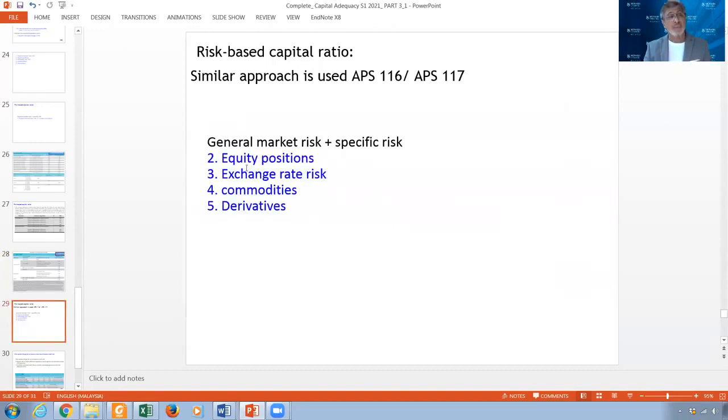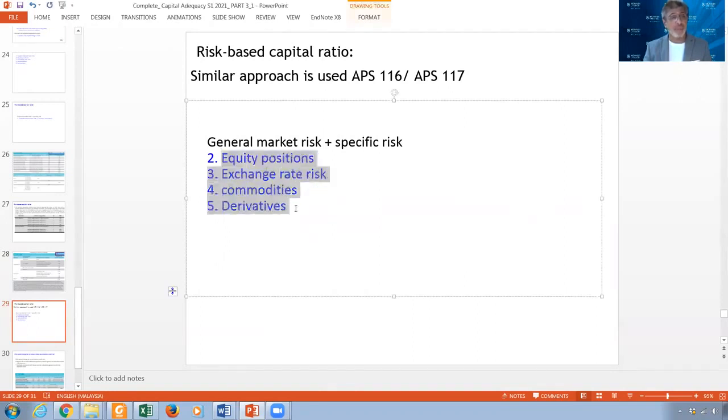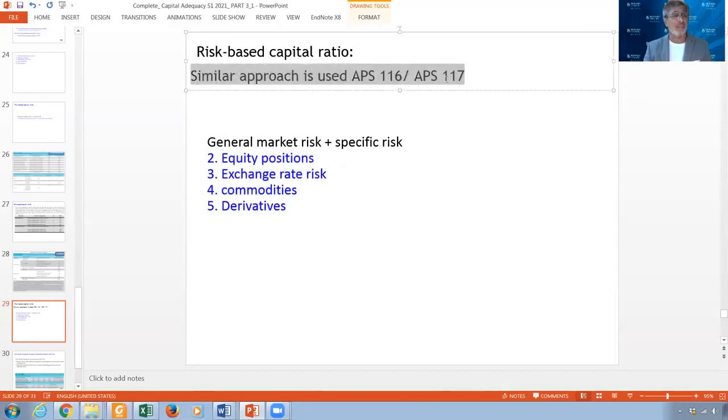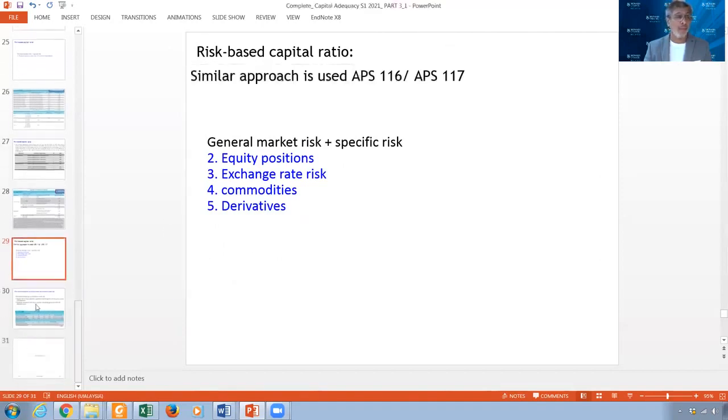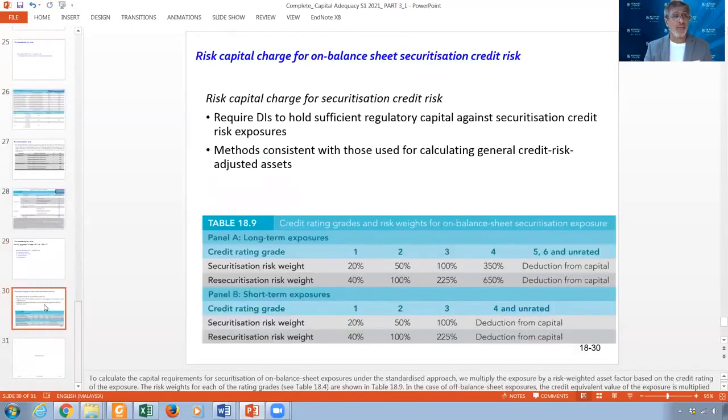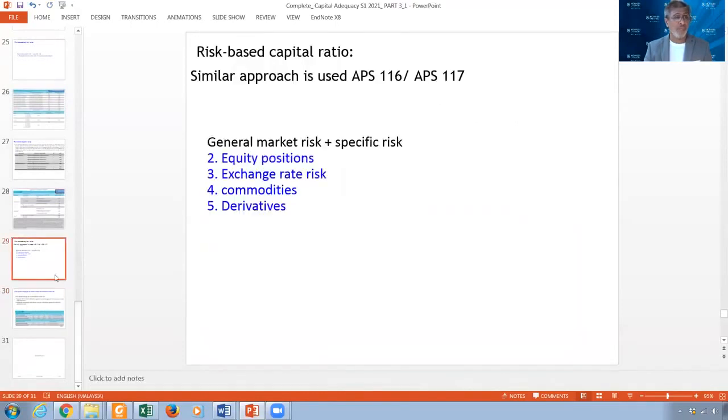We can do market risk also for equity position, exchange rate risk, and commodities. Please understand, if you are going to work in the industry later on, they have to calculate all of this. We are not covering it here, but it is covered under the Australian Prudential Standards 116 and 117. Then we move on from the rest of market risk.